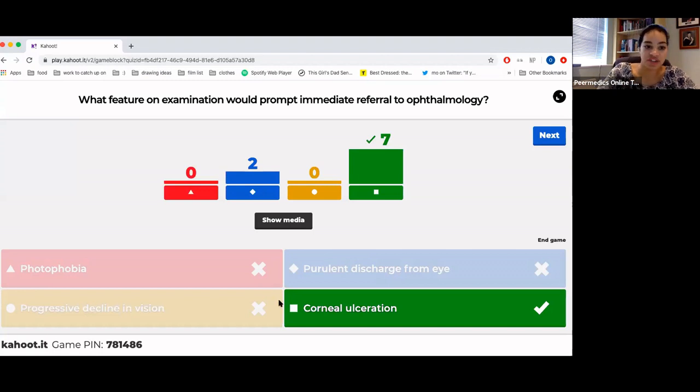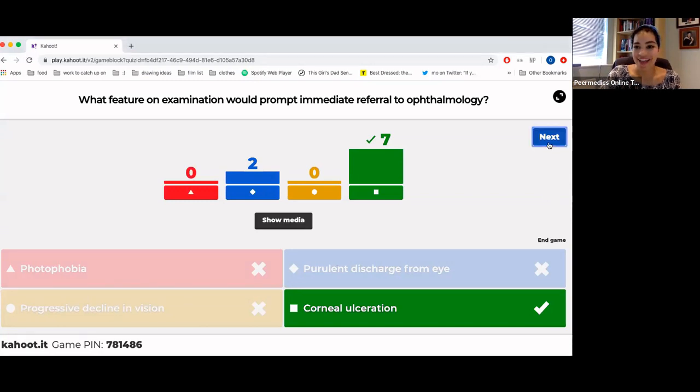It's quite a common condition that presents with purulent discharge, and that in itself wouldn't necessarily require immediate observation by the ophthalmologist. Progressive decline in vision tends to suggest a more long-term picture. And then finally, corneal ulceration. So that would be the really severe acute pain. You're actually eroding your cornea, so there is quite a significant risk of damage to the eye.